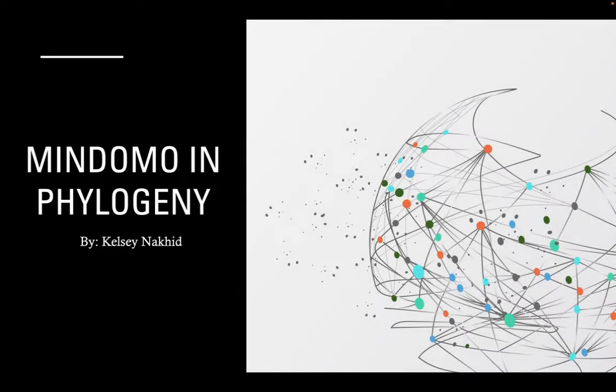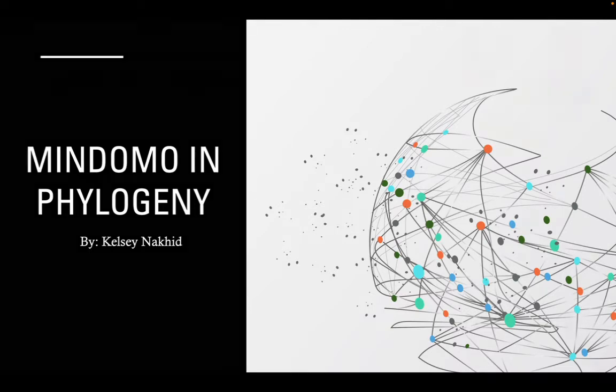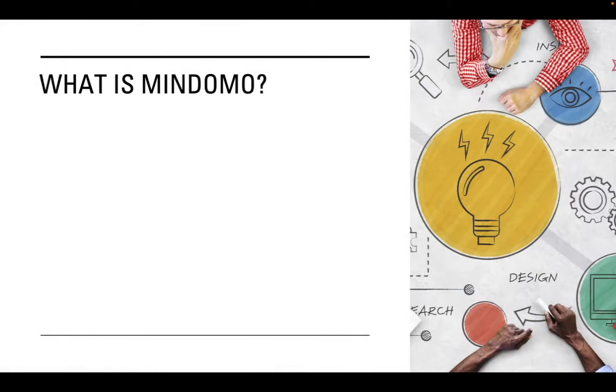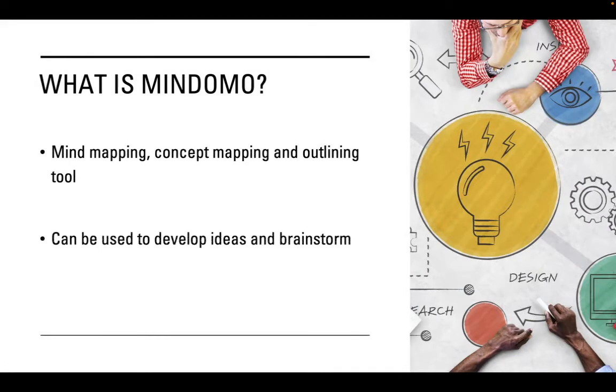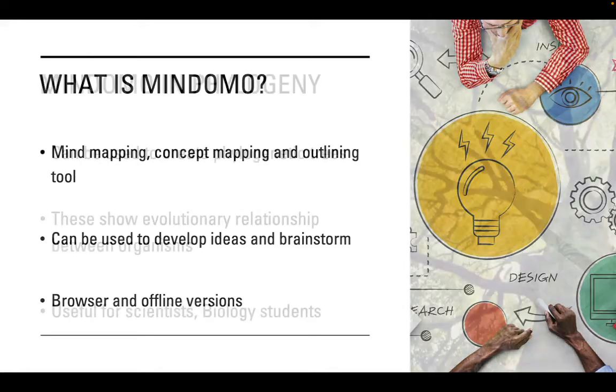So I decided to do my final project on Mindomo, and the field that I'm going to demonstrate it in is phylogeny. So what is Mindomo? Mindomo is a mind mapping, concept mapping, and outlining tool that can be used to develop ideas and also brainstorm. It is available in both browser and offline versions. There is a free version of Mindomo, but this free version is a bit limited.